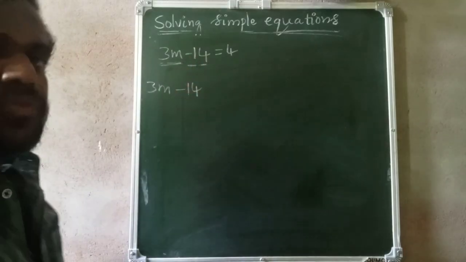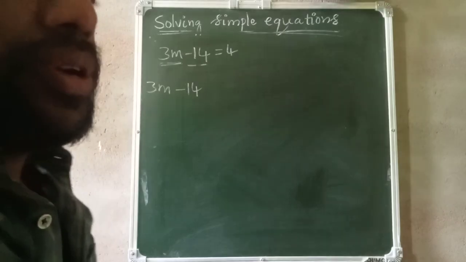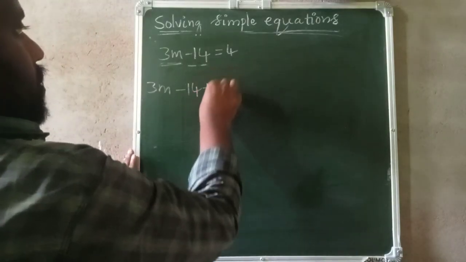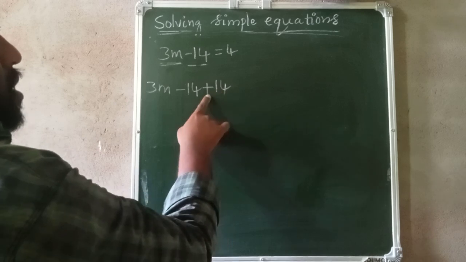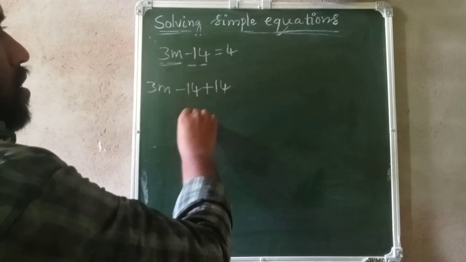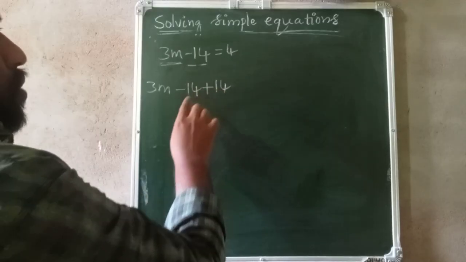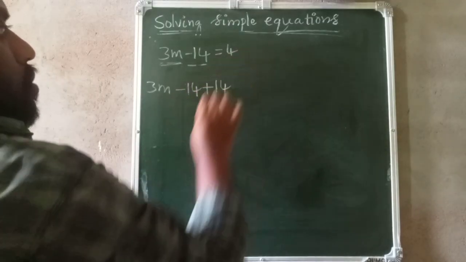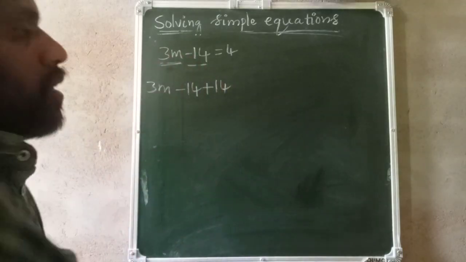So to remove minus 14, what we can do? We can add plus 14. I will add plus 14. Why? Because when you add plus 14, this is plus 14, this is minus 14. So that means plus is there, minus is there. Both are 14, 14. So this will cancel out both. Okay. In that way you can remove minus 14.